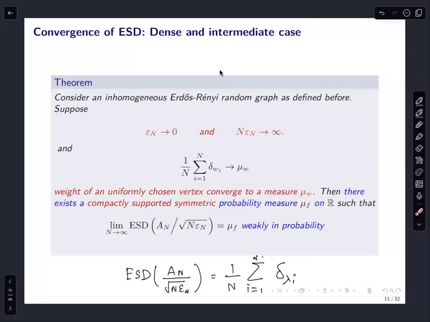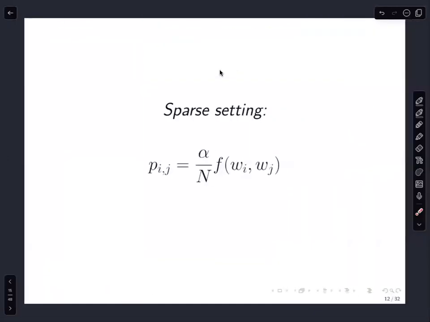Indeed, we know a lot about mu f. And if you give me an f, if you give me these weights, I can reconstruct the measure. So I'll be able to tell you how this measure mu f looks. But first, I also want to discuss the sparse setting, just to make a comparison of what happens.